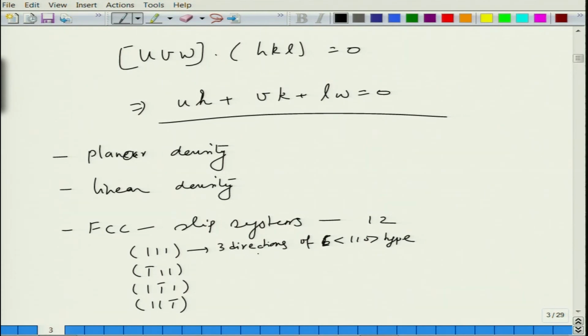Now if you have a 110 type direction, what it means is that you have to have indices which have dot product equal to 0. So, this will become 4 into 3, which gives you 12 slip systems. You can do a similar exercise for BCC. Now, for BCC things are a little different.